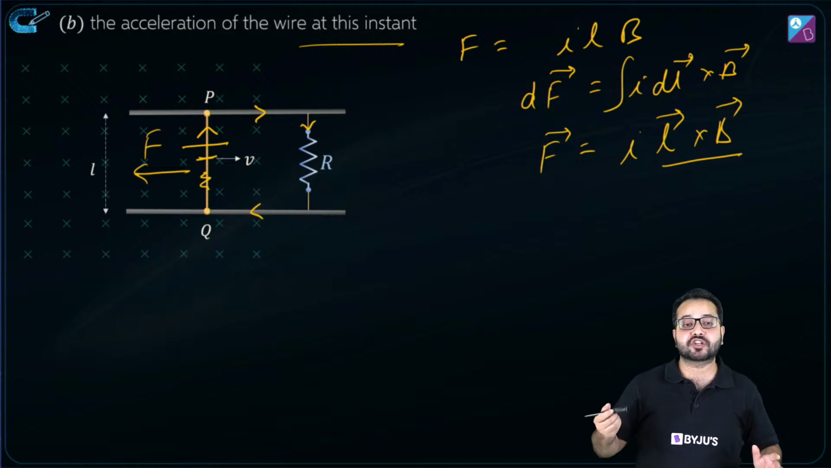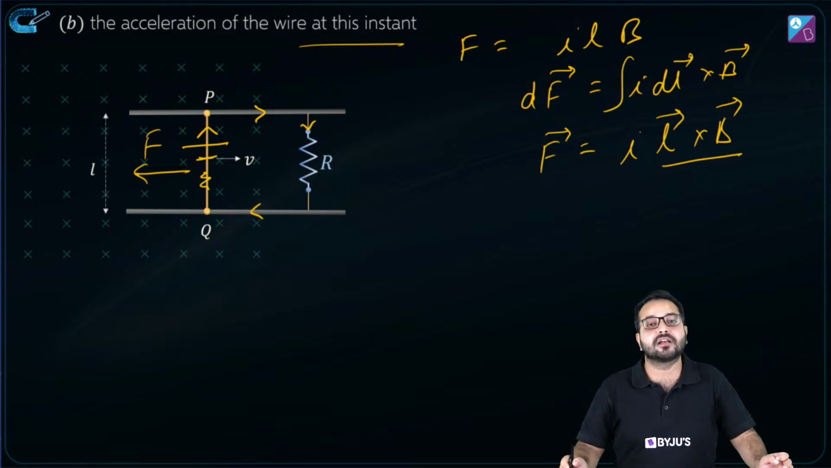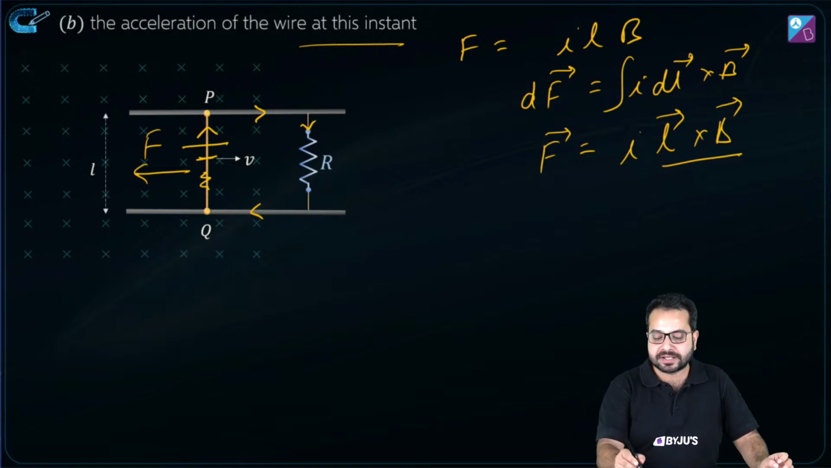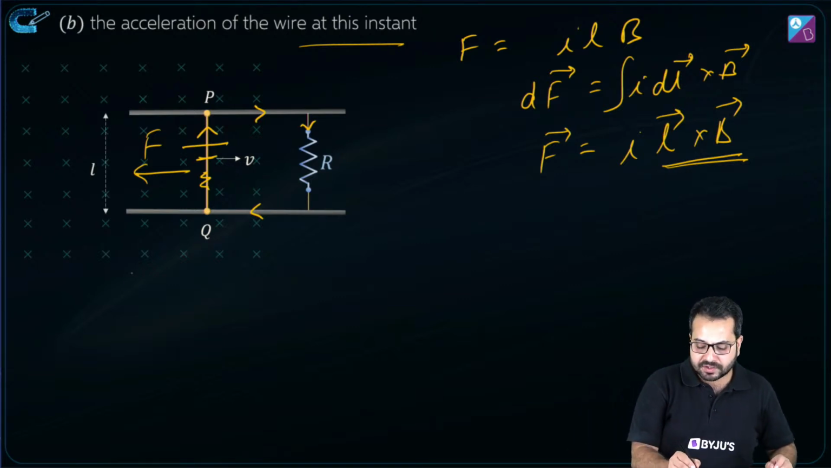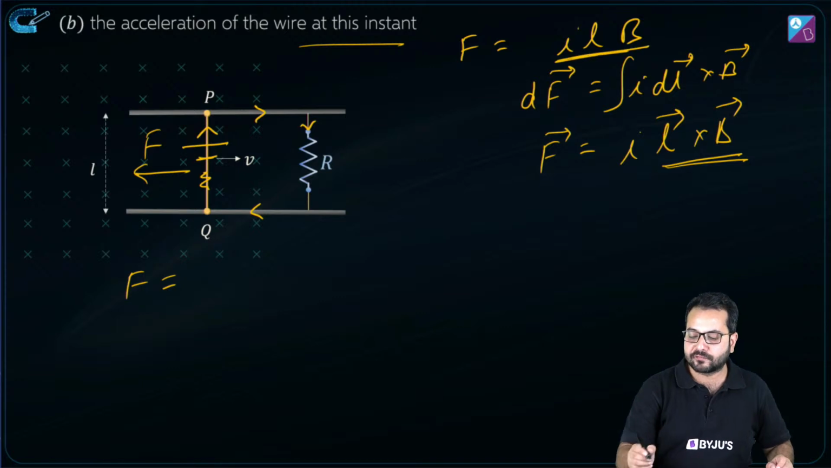So basically the direction of L is the same as the current. If you do an L cross B, you will see that the force is going to be on the left. Absolutely. So let's find out what is the magnitude of force. The magnitude of force is ILB. And what is I?